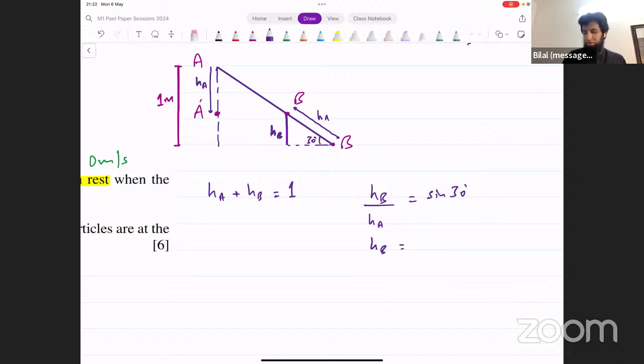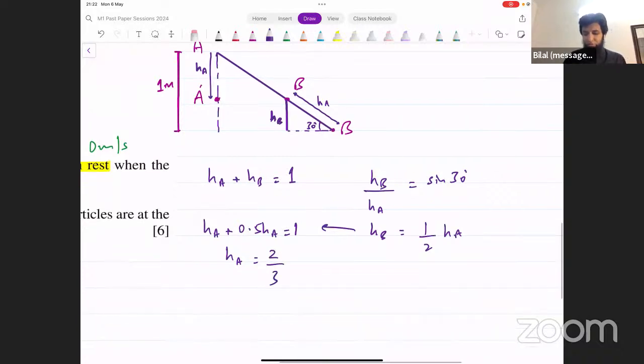HB equals sine 30 is 1 over 2, so it becomes 1 over 2 times HA. We can put that here, and we get HA plus 1 over 2, or we can say that's 0.5 times HA equals 1. What's the value of HA that we get from this? 1 over 1.5, which is going to be 0.67, right? Let's use this as a fraction. 1 divided by 1.5, that will be 2 over 3, right? HA is 2 over 3. Now, if HA is 2 over 3, what about HB? HB will be half of that. That's 1 over 3.